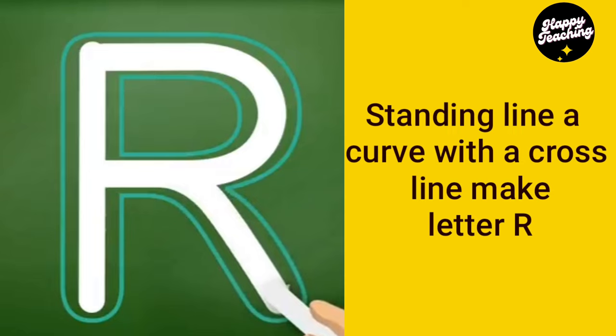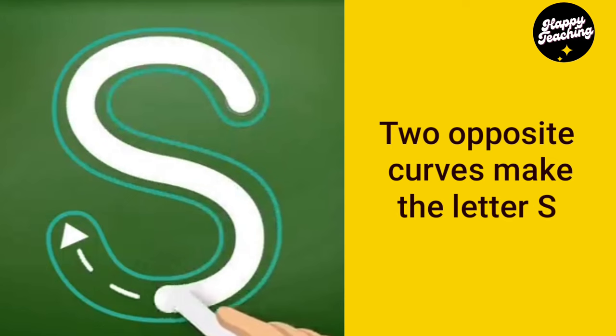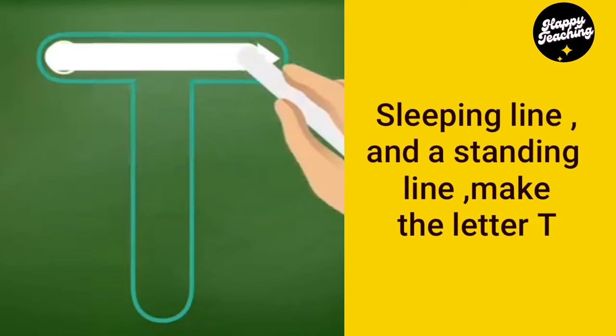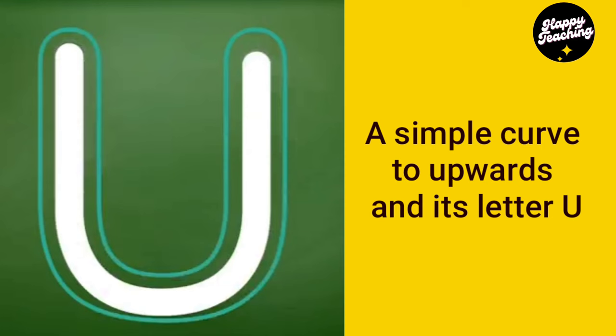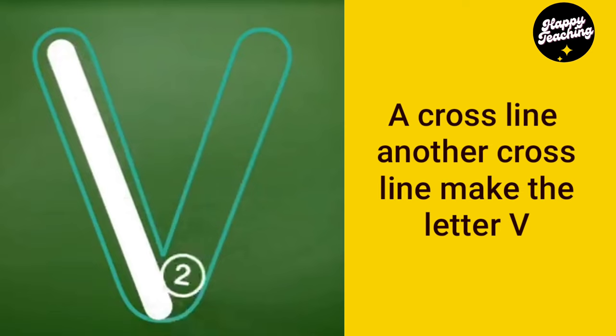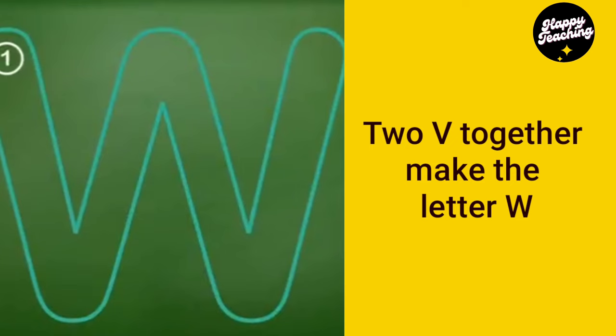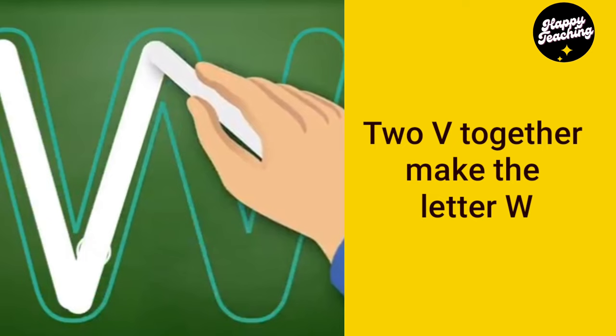You know this curve and also know this curve. S. A sleeping line and a standing line makes letter T. We will draw a simple curve upwards and it's letter U. A cross line, another cross line makes V. Now next letter. You know children, when we write two V together like this, it's W. Two V together makes W.